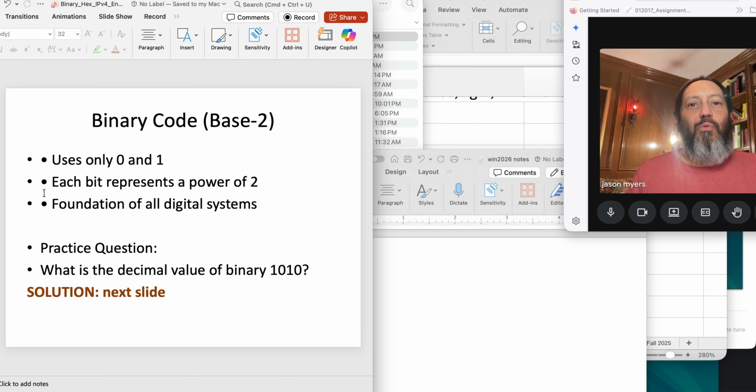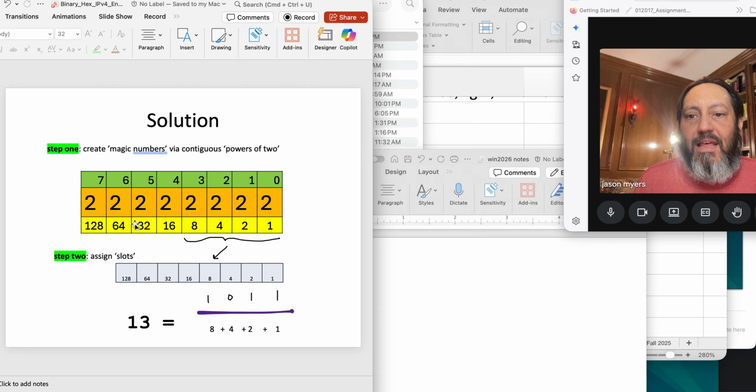Okay, so when it comes to actually understanding it mathematically, each bit represents a power of 2. And in the next slide, we're going to understand that we can analyze binary, and we might as well go to the next slide, anyways, as you can see.